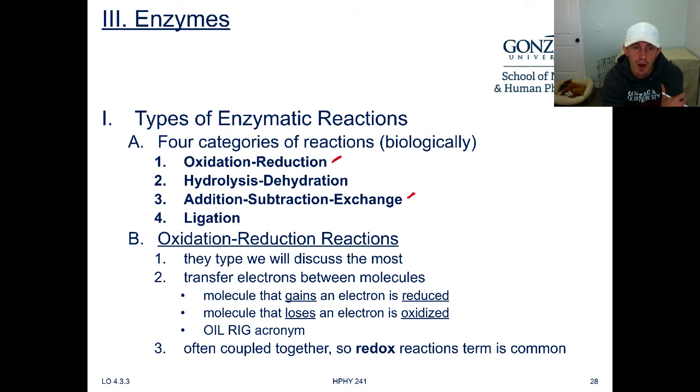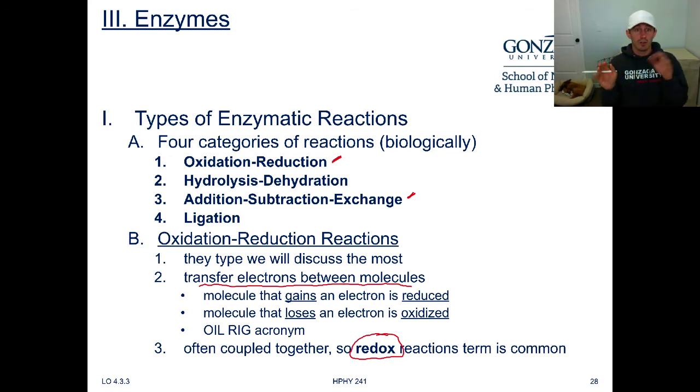The first one, oxidation reduction reactions, is clunky to say. They're often referred to as redox reactions: reduction, oxidation, redox. They're the ones that we're going to talk about in this lecture and moving forward anytime we're talking about ATP. Redox reactions transfer electrons between molecules. At the end of the reaction, an electron has been transferred from one molecule to another.